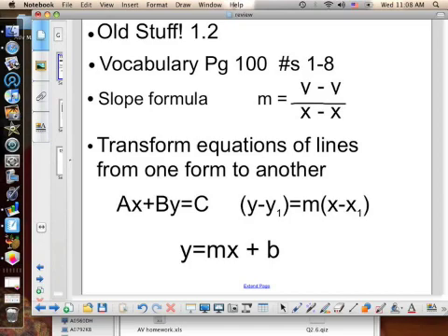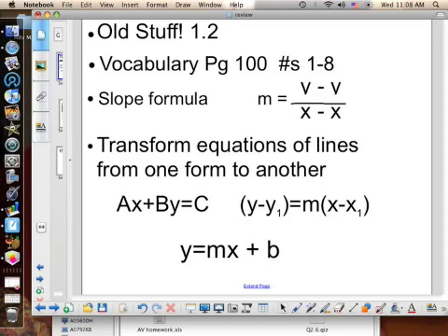From chapter 2, and I know we already tested on this, but you need to be able to use your slope formula. I will give you 2 points, and you'll have to tell me what the slope is. I'm not going to have a bunch of questions on those, just 1 or 2. Just to make sure we still know how to do it. Be sure that you can transform equations from one form to another. If I give you the equation of a line in standard form and I ask you to put it in slope-intercept form, you need to be able to do that. That's simply moving stuff over.